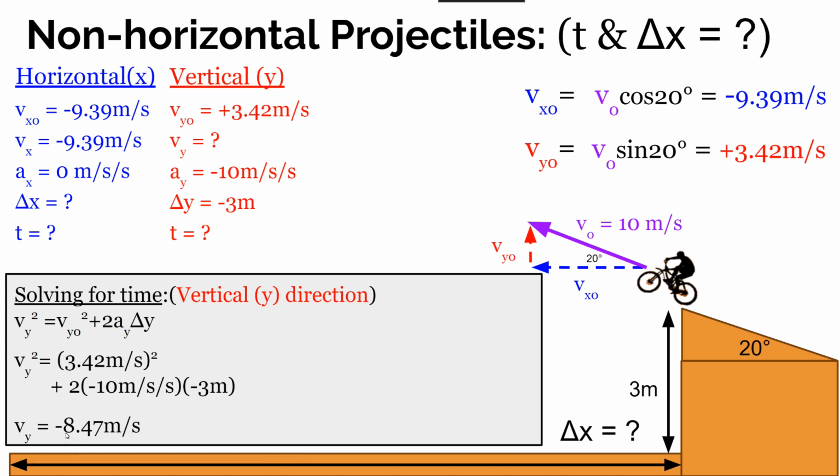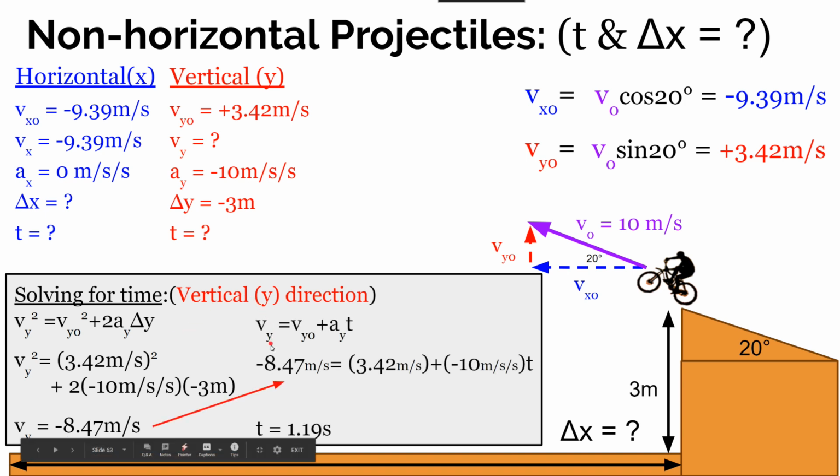Now, since we know that, we can use that final velocity in the y direction to solve for time. So let's use another one of our kinematic equations, which is final velocity is equal to initial velocity plus acceleration times time. All this information again has to be from the y part of the motion. So we just found out that the final velocity is negative 8.47 meters per second, which is equal to the initial velocity, positive 3.42 meters per second, plus our acceleration, negative 10 meters per second squared, multiplied by time. When we solve this equation for time, we find out that the time that it spends in the air vertically is about 1.19 seconds.